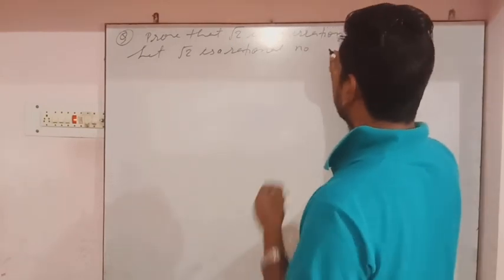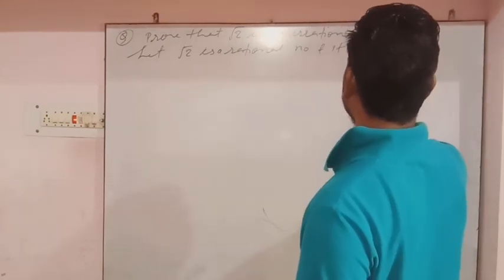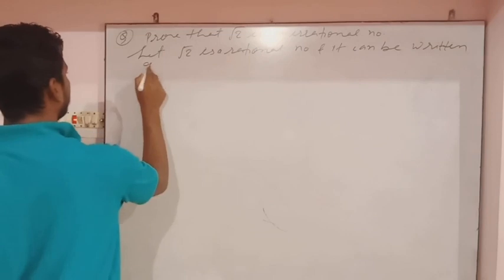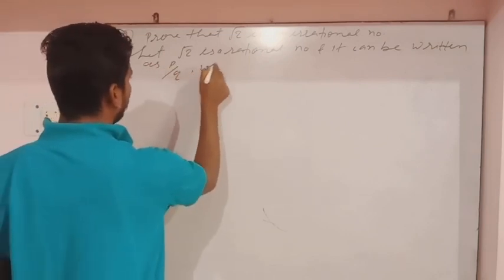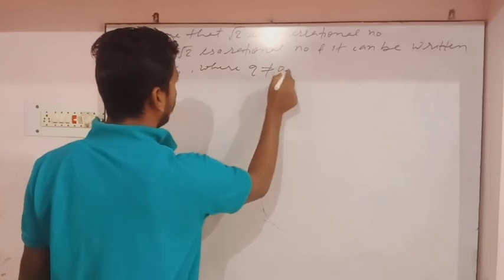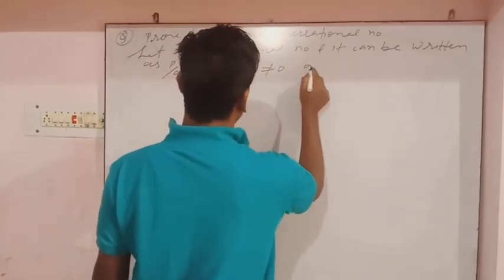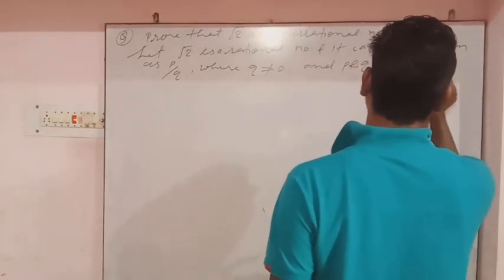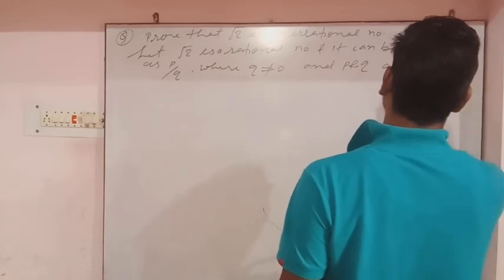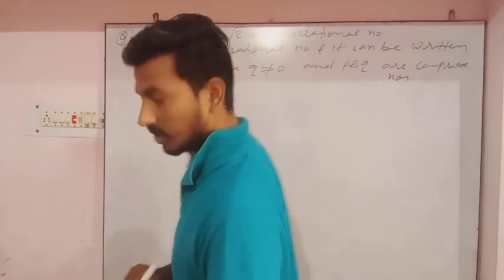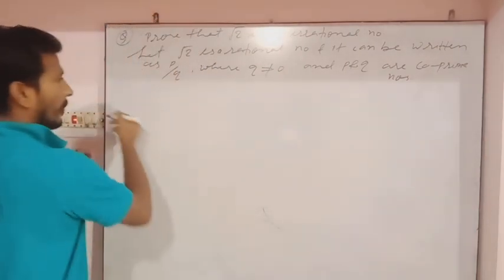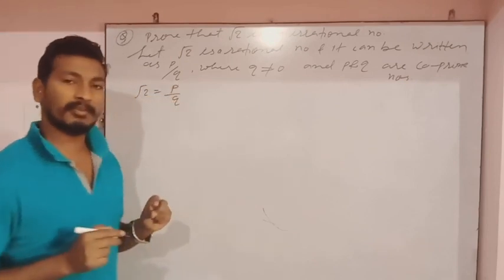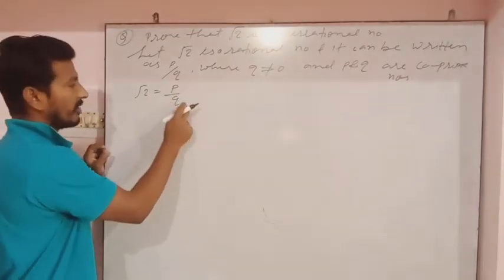So it can be written as P by Q, where Q is not equal to 0, and P and Q are co-prime numbers. We already know what co-prime numbers are. Because root 2 is a rational number, it can be written as P by Q. So root 2 is equal to P by Q.